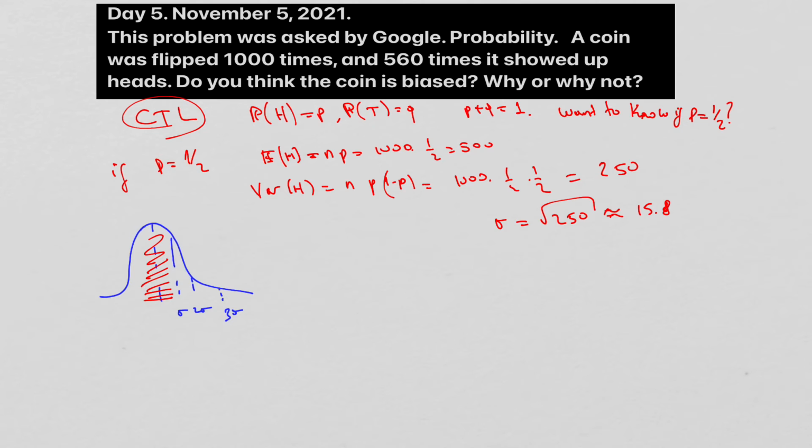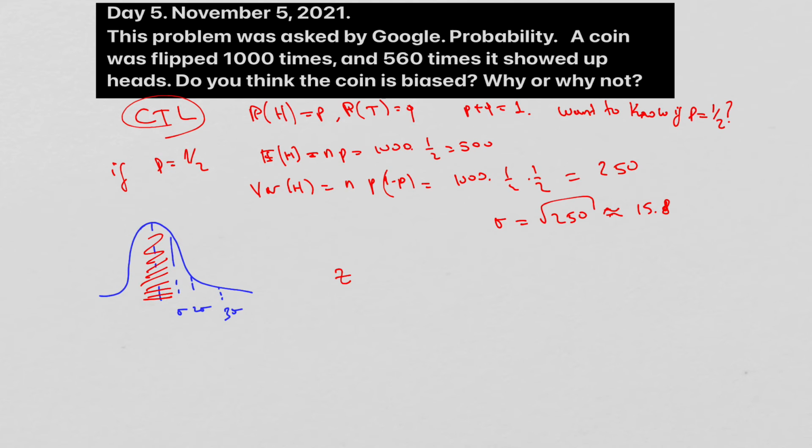So now let's calculate the z-score, right? If we calculate this score, what's going to happen here? Because we know that under normal assumptions, z is 560 minus 500 divided by 15.8, approximately. So that is approximately equal to 3.78, or 3.79.